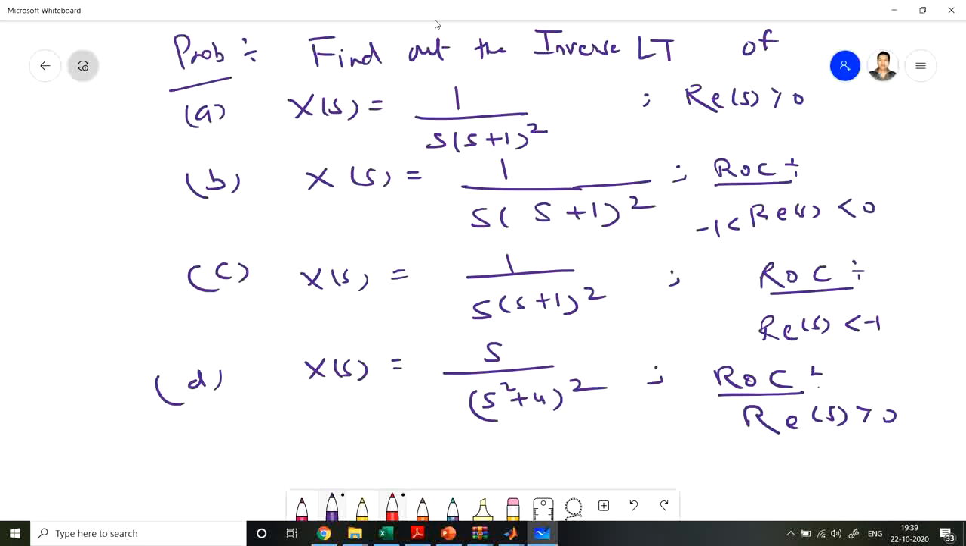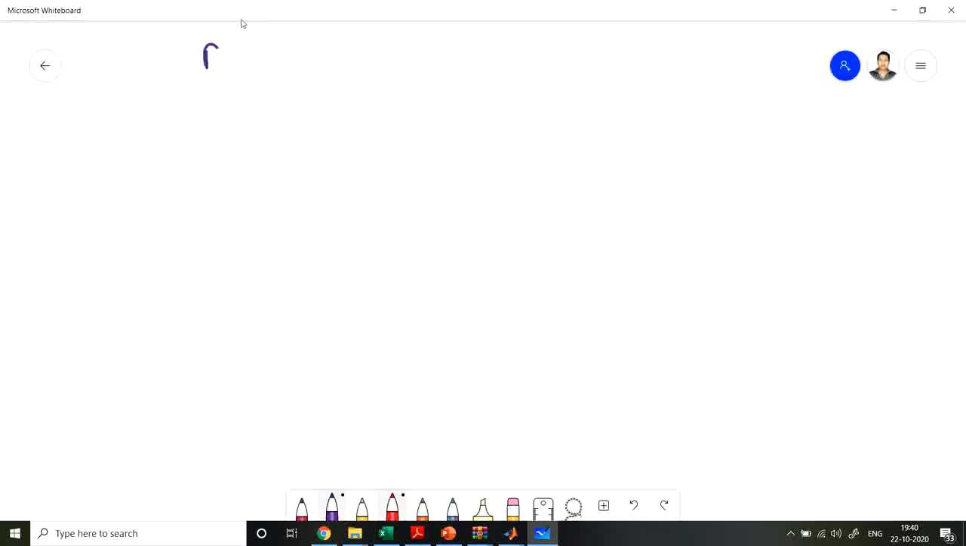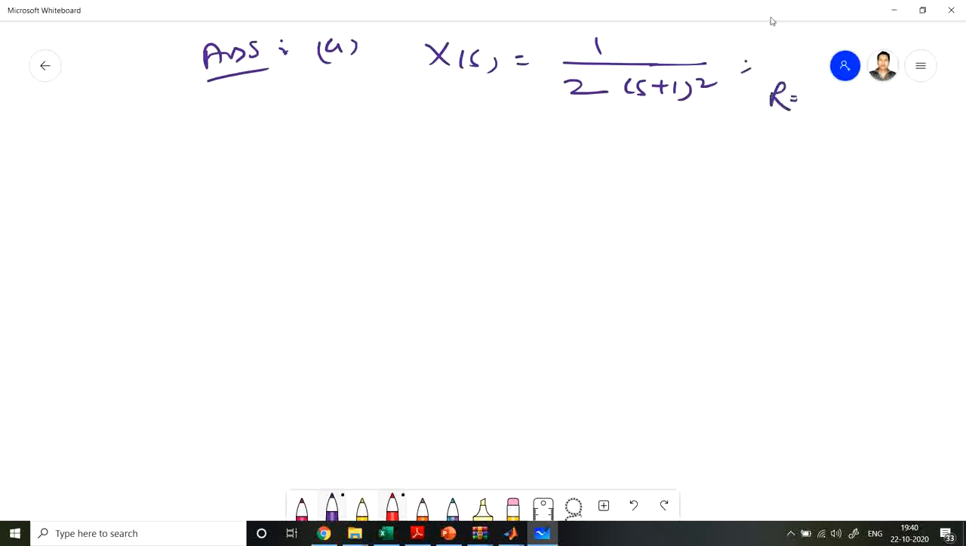So this is the ROC we are getting. So let us solve this problem. So first, X(s) is given as 1 divided by (s plus 1) whole square, and the ROC is given, real part of s greater than 0. Okay, it is 1 divided by (s plus 1) whole square.